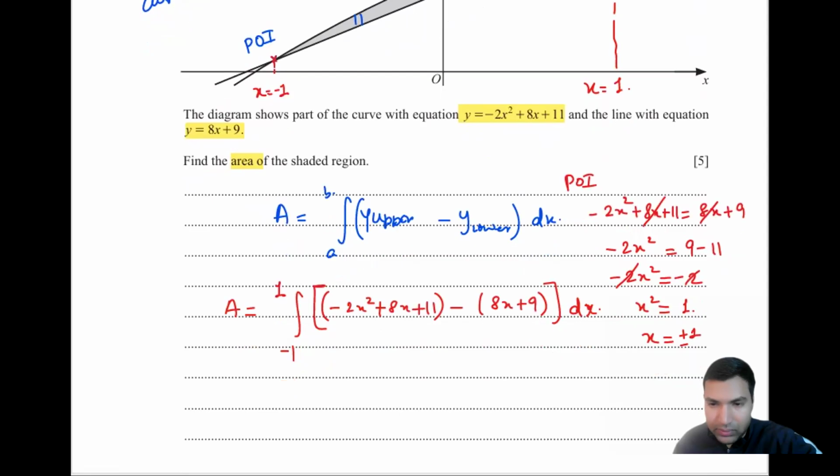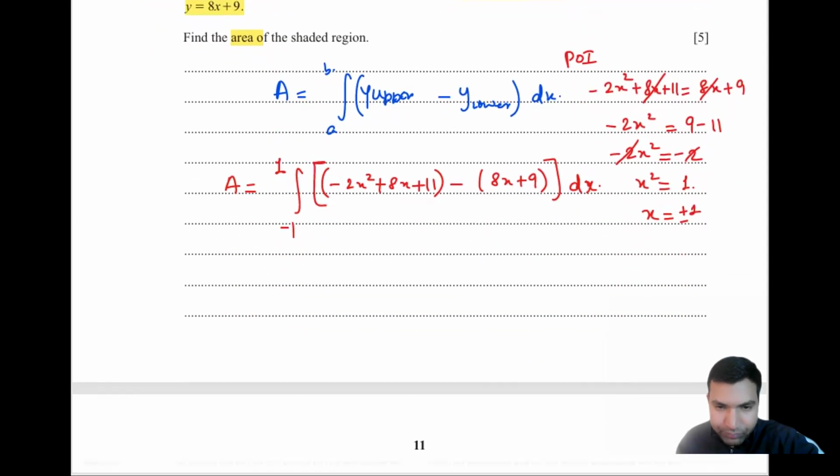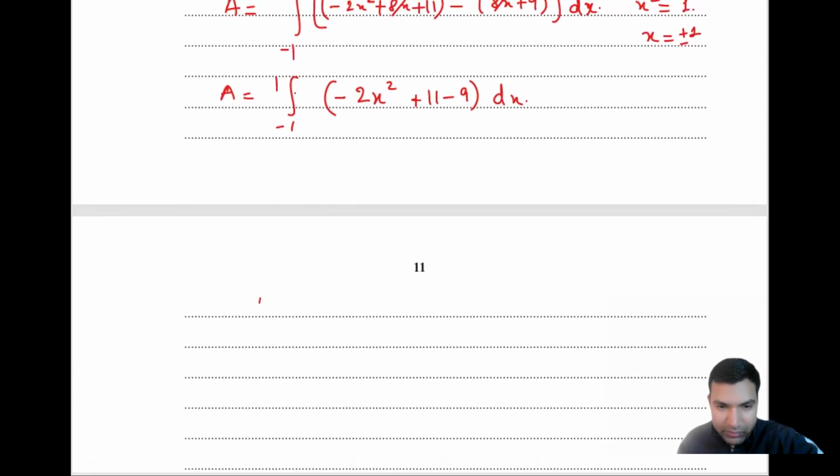So let's see if we could cancel out the common terms. So area required will be negative 1 to 1. So 8x and 8x I can cancel out. So the integrand would be negative 2x squared plus 11 minus 9, right, with respect to dx. So I think this can be further simplified to negative 1 to 1, which is negative 2x squared plus 2. I need to integrate this with respect to dx.